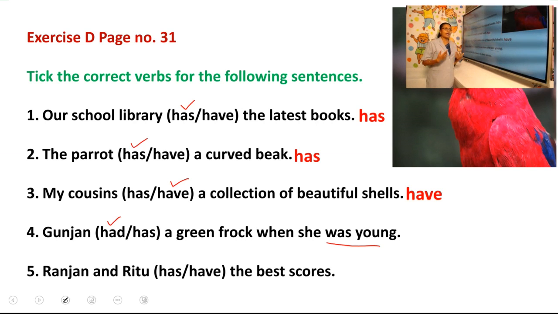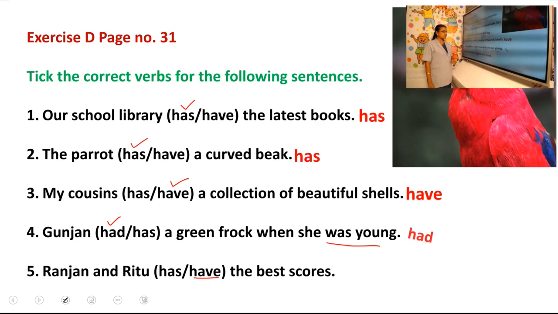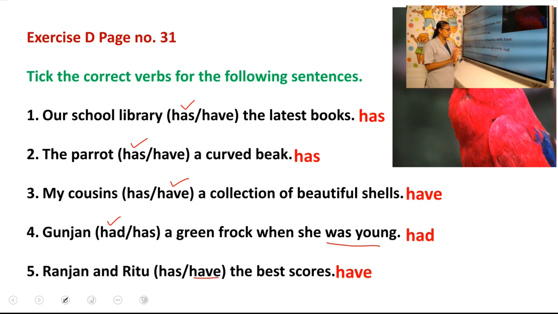And the last question. Ranjan and Ritu has or have the best scores. Ranjan and Ritu, the subject, see, it is plural. So you have to use the plural verb have. Ranjan and Ritu have the best scores. Hope all of you have finished writing.